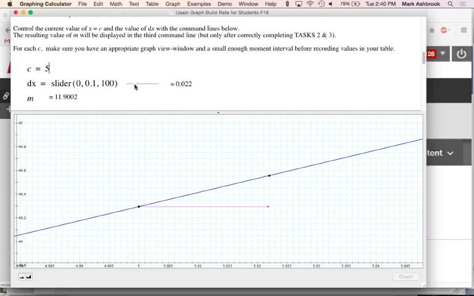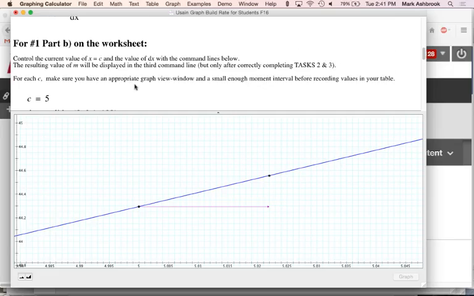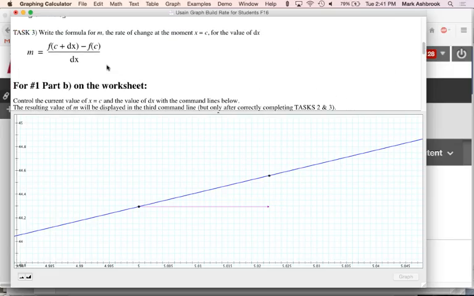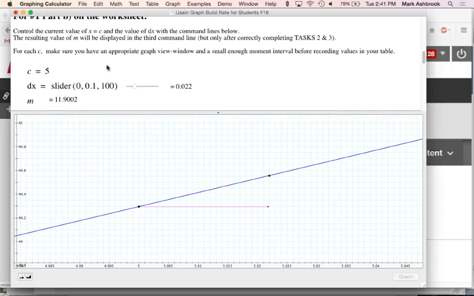And then m, we already put the formula for m up here. We're letting GC do it for us, right? We're letting GC calculate dy over dx, and it's giving me 11.902002. So then I would put that over there on the right.